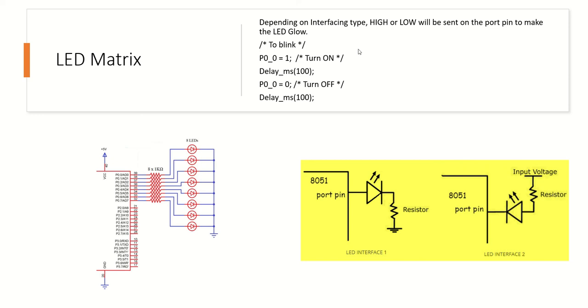If you want to blink an LED, as we discussed in the previous chapter about PWM, then for port 0 pin number 0, P0.0, we send 1 as an output, and then we have a delay of 100 milliseconds. Again we output 0, which will make the LED off, and again we have a delay of 100 milliseconds. We repeat this again and again, which gives the effect of a blinking LED.